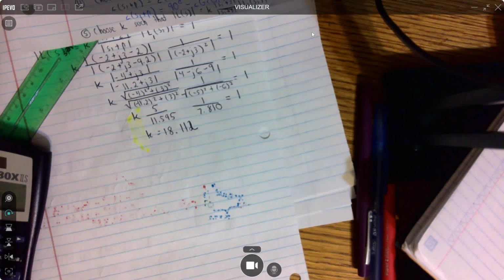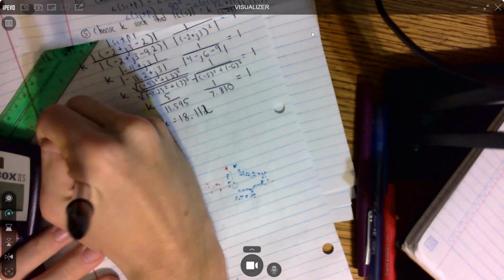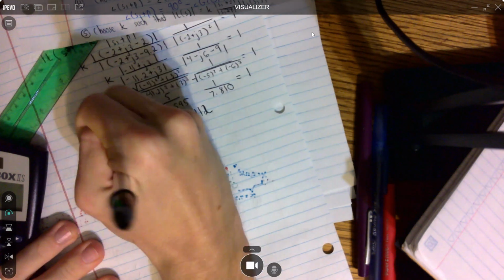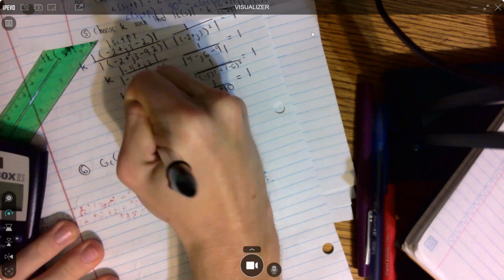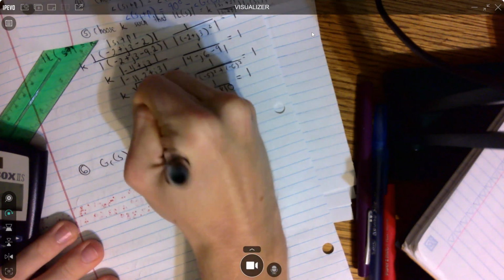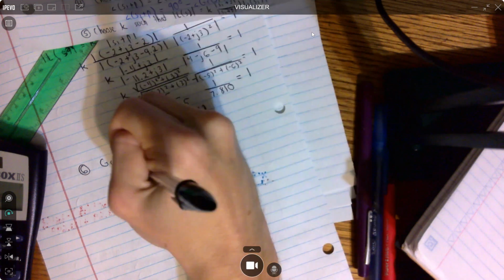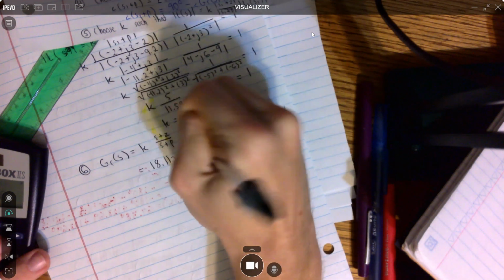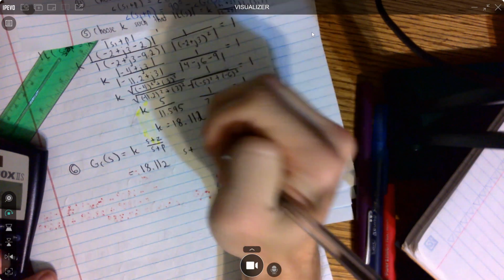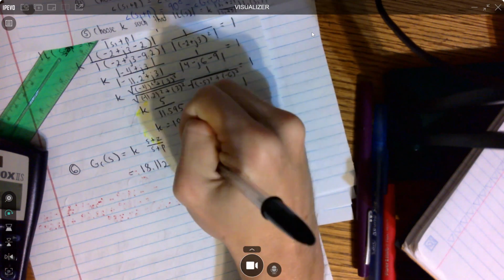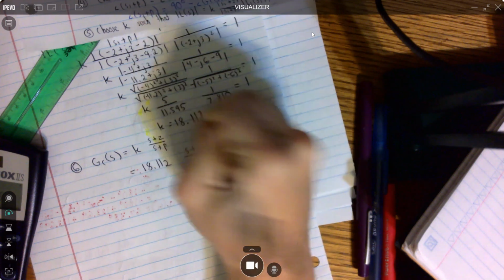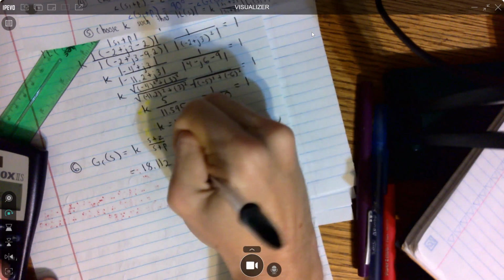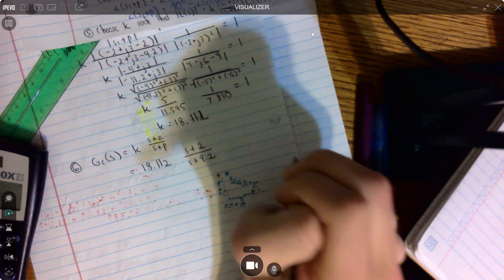And so now that I know that, the proposed compensator for step 6, GC of S, we know it's K times S plus Z over S plus P. Okay, so our K was 18.112. Our Z, S plus, and then our Z we chose to be at -2. Remember, it's S minus a -2, and then S plus 9.2 here. And so that's what I specifically got for my compensator.